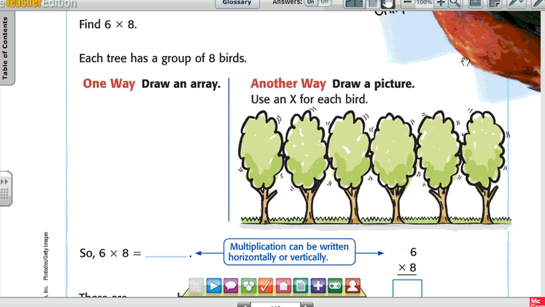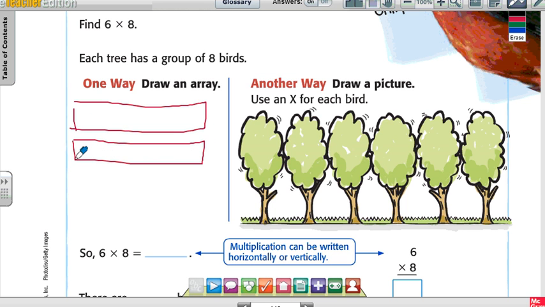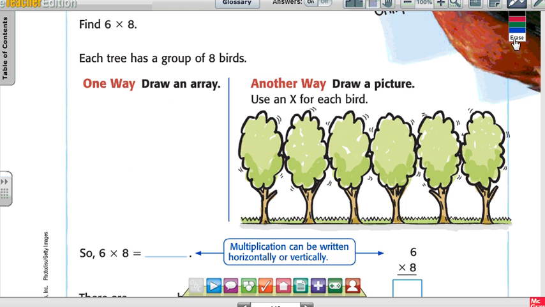You could draw an array. So how many trees are there? How many? 6. 6 trees, right? We draw an array. So 6 trees. 1, 2, 3, 4, 5, 6, right? But how many in each tree? 8 birds. So I have 1 already.